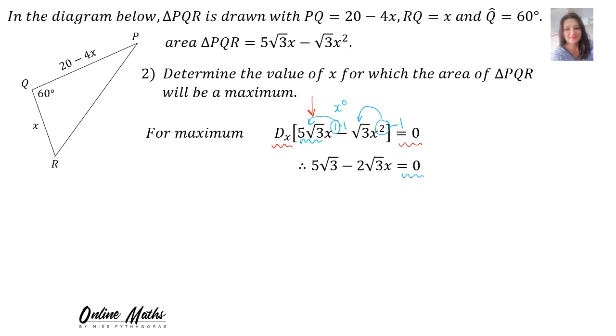And now we can solve x. So 5 root 3 will walk across, and then we will divide away the minus 2 root 3 both sides. And on the right hand side we end with the root 3, and the root 3 will cancel. A minus divided by a minus is a plus, and x's value is 5 over 2.